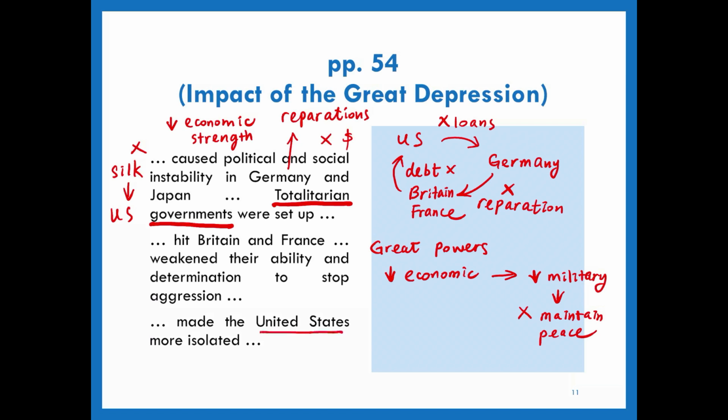Lastly, the United States. Because the United States wants to speed up their economic recovery, that's why they choose to isolate themselves. They would not help other countries. Even if the United States wants to stop the expansion of Germany and Japan, they would prefer economic reconstruction other than military intervention.